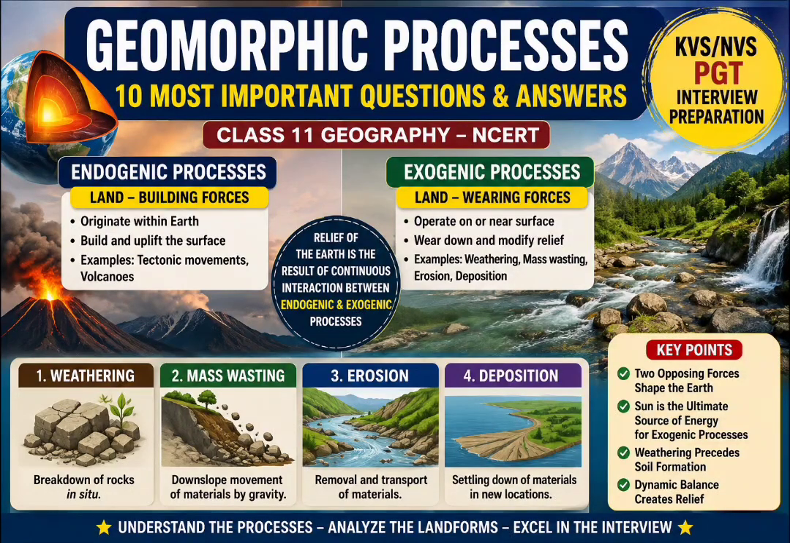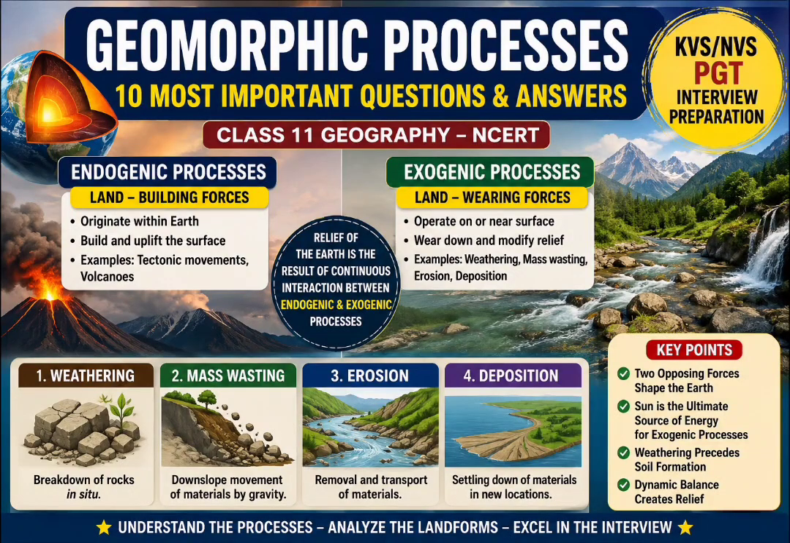Next question, what are the major exogenic geomorphic processes? Major exogenic processes are weathering, that is breakdown or decomposition of rocks in situ. Next is mass wasting, it is the downslope movement of material under gravity. Next is erosion, that is the removal and transportation of material. Next is deposition, that is the accumulation of transported material. For example, a river erodes material upstream and deposits it downstream.